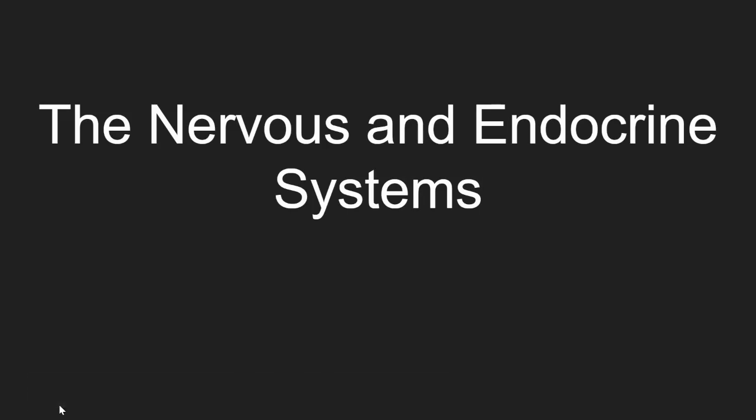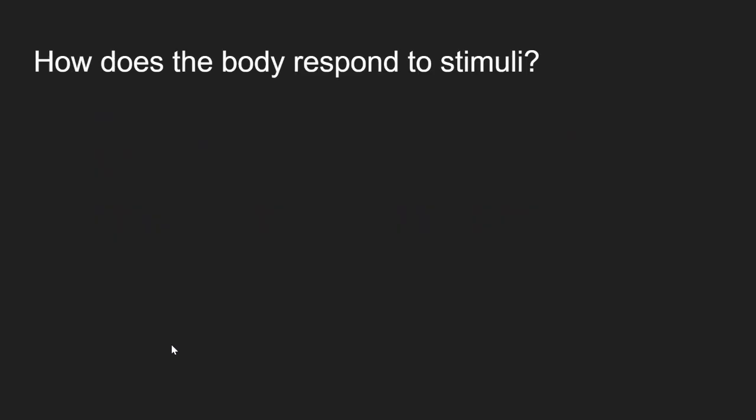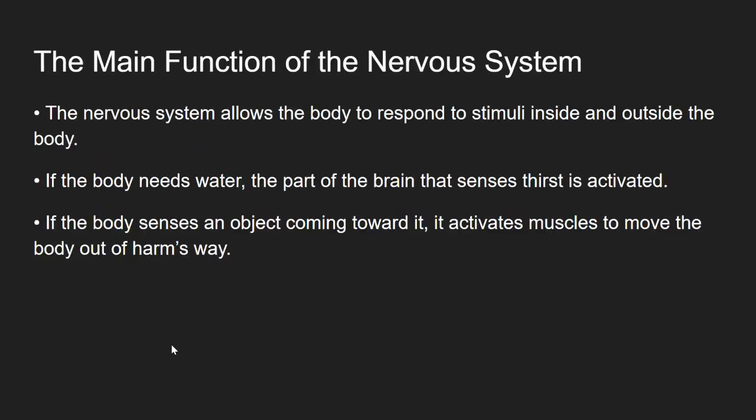Today we're going to be discussing the nervous and endocrine systems. Our lesson goals are to identify the major structures and functions of the nervous system, to analyze how sensory receptors communicate with the brain in response to stimuli, to examine the major structures and functions of the endocrine system, and analyze how negative feedback works in the endocrine system. Our lesson question is, how does the body respond to stimuli?